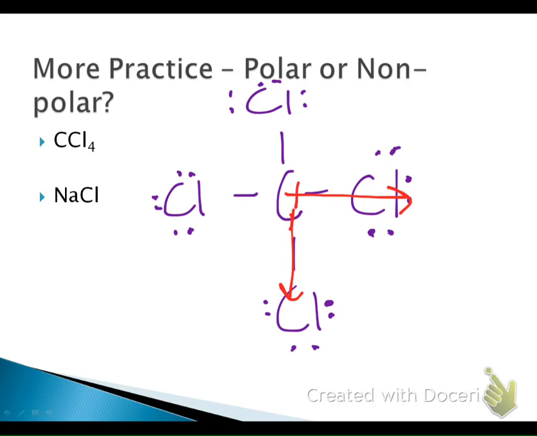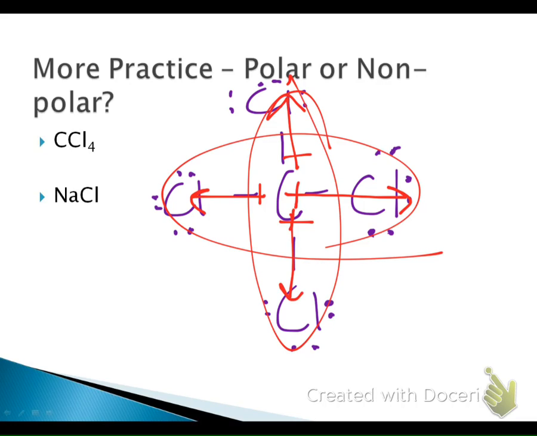Okay, and if I'm going to draw my polarity arrows, they're all going to go toward chlorine. And that means our top ones will cancel out and our side ones will cancel out because they're pulling with equal magnitude, or equal strength, in opposite directions. It's kind of like a tug of war. If they equal out on both sides, then nothing's going to happen. Okay, this is a non-polar molecule, and it's totally symmetrical.